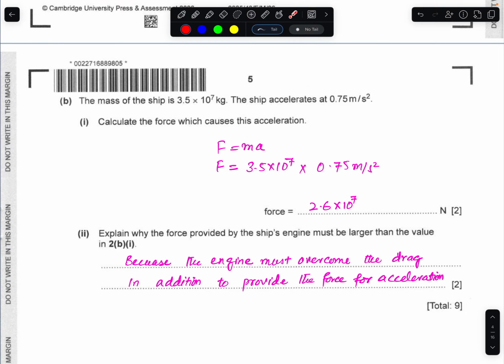The mass of the ship is 3.5 times 10 to the power 7 kg, and the ship accelerates at 0.7 meter per second squared. Calculate the force which causes the acceleration. So we know the formula for calculating the resultant force, which is F = ma, multiplying mass with acceleration, and you would get the answer by plugging in the values in the calculator.